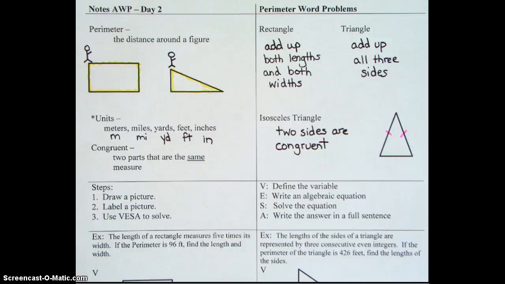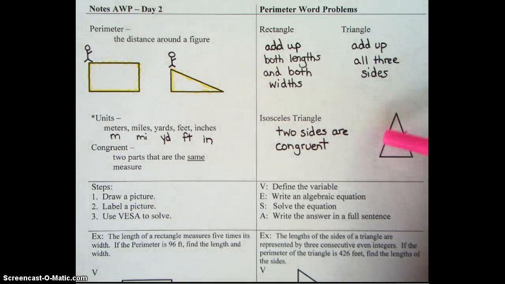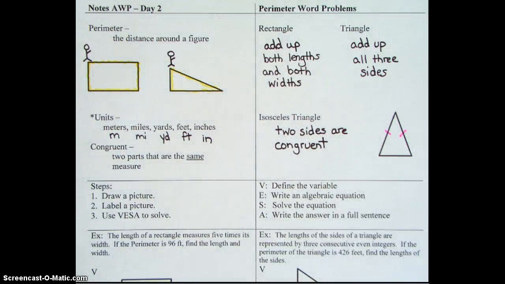A review from last year: an isosceles triangle has two sides that are congruent. Oftentimes, you will see two little slash marks to indicate that those are the congruent sides. If you forgot what the word congruent means, it just means that the two parts have the exact same measure. The steps are going to be to draw a picture, label it, define your variable, write the equation, and solve.